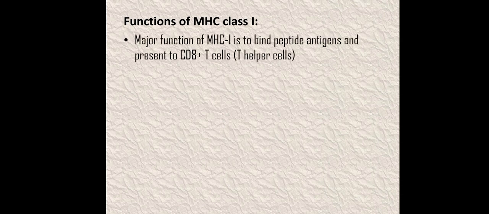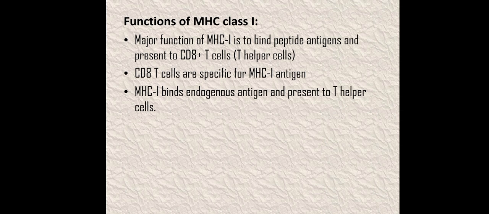Now we switch over to the functions of the class 1 MHC molecule. The main function of this class 1 MHC molecule is to bind with peptide antigens and present these endogenous peptide antigens to the CD8 positive T cytotoxic cells. The CD8 T cytotoxic cells are specific for class 1 MHC antigen. It binds with endogenous antigens, specifically viral specific antigens, and presents them to the T cytotoxic cells.